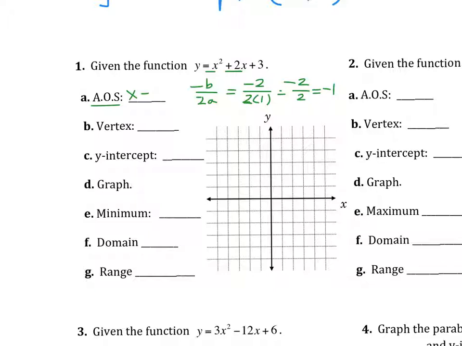So your axis of symmetry is x equals negative 1. Remember, this is always x equals. It's a line. Don't just say negative 1. It's not negative 1, it's x equals negative 1. If you want to draw that in, go ahead. So there's our axis of symmetry. That means our vertex has an x value of what? Negative 1. This will always be the x value of your vertex. How do I find my y?